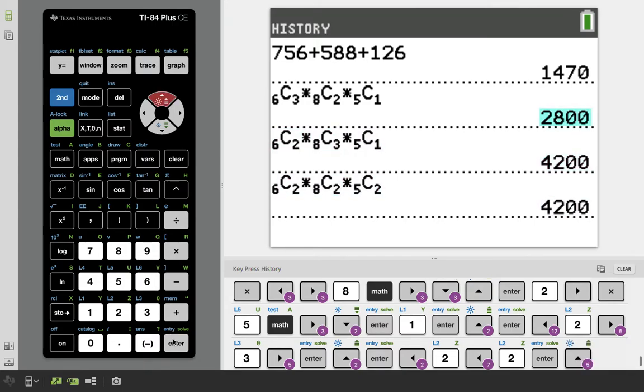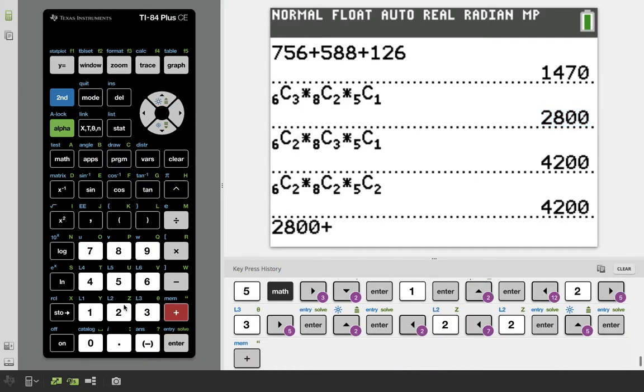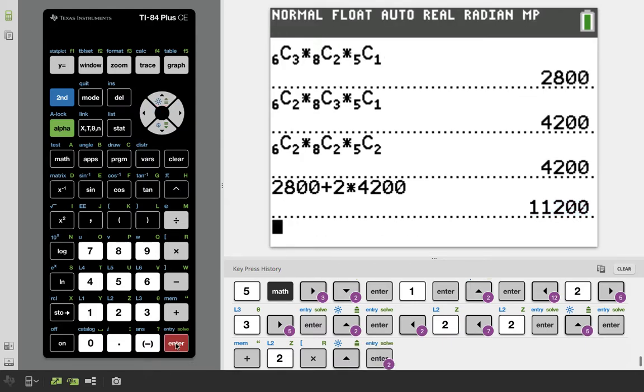So we've got this one, 2,800, plus 2 lots of 4,200, which is 11,200. Words are failing me here due to the excitement of this scenario. I don't know how the school is supposed to deal with all these choices. Look at that, 11,200 different ways to choose those subjects.